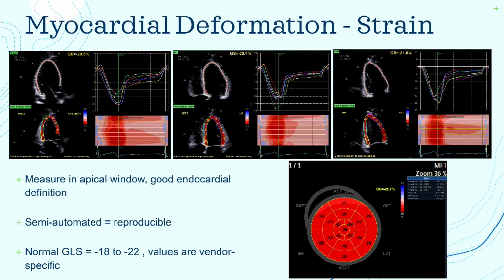So normal values for strain are between -18 and -22. They're negative values because the myocardium should shorten during systole. In terms of colours, red is negative strain and dark red is better than light red. Positive strain, when the myocardium is doing the opposite of what it should be, is blue. Now, strain values will differ depending on the vendor of the echo machine. So serial measurements should be performed on the same machine, ideally, especially in those patients where it's really quite an important measurement.